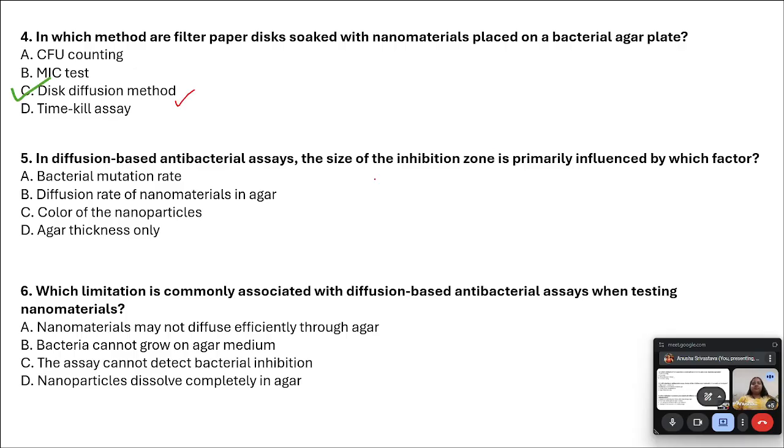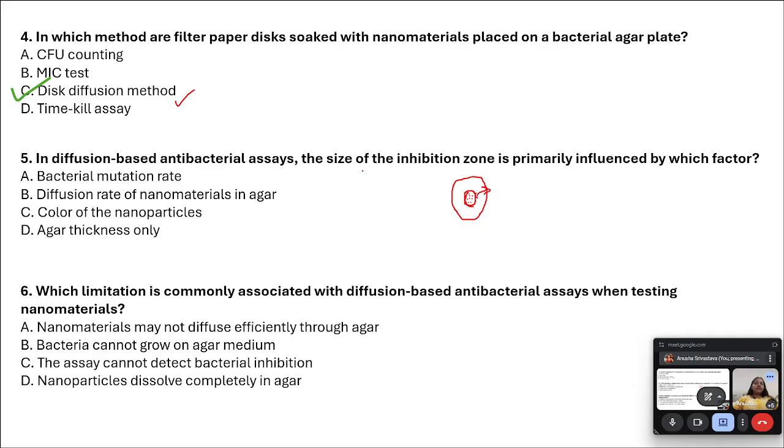Now in the second question, let us try to understand what exactly is being asked. In a diffusion-based antibacterial assay, suppose at this site you placed your nanomaterial. It could be a simple disc, like filter paper impregnated with nanomaterial, or maybe the nanoparticle suspension, and around it a zone of inhibition is formed. This zone of inhibition is formed on the agar plate only, right? Suppose you have carved out a well on the agar plate and put your nanomaterial suspension there, the inhibition zone that you see is on the agar plate only, right?